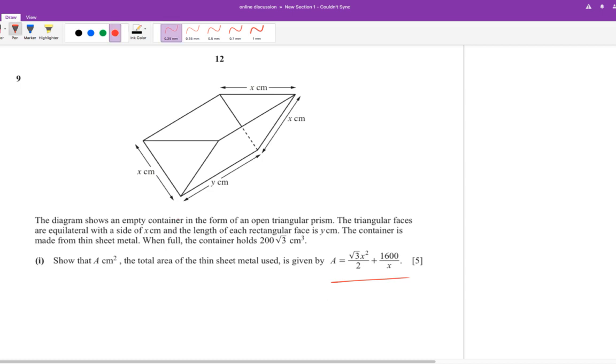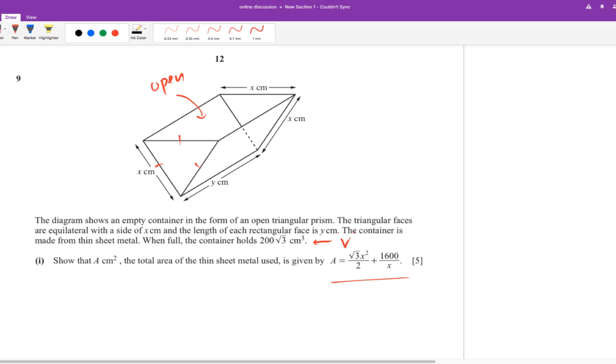These 2 questions are from 2015. The diagram shows an empty container in the form of an open triangular prism. So I know here it is open. The triangular faces are equilateral with side x, and the length of each rectangular face is y. Everything is stated in the diagram. The container is made from thin sheet of metal. When full, the container can hold this volume, so definitely this is the information for volume. Show that the total area for this one is as given.